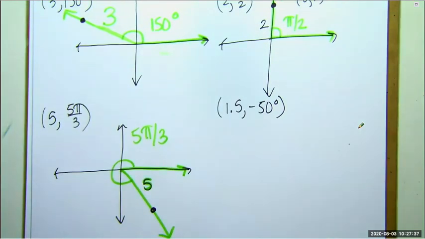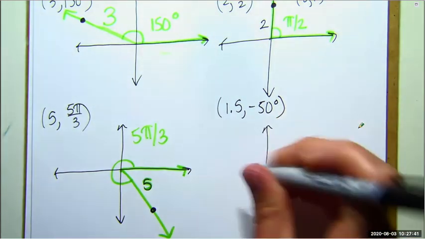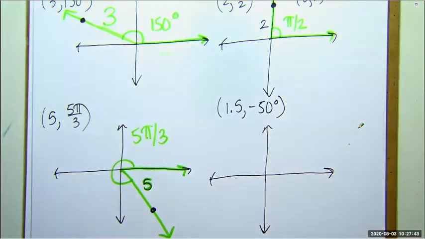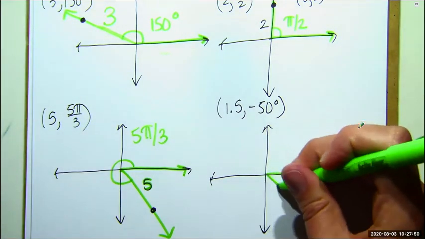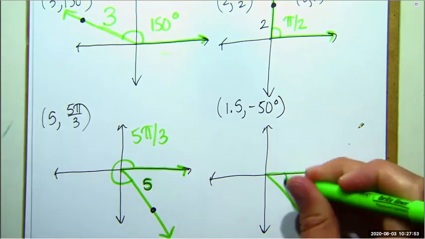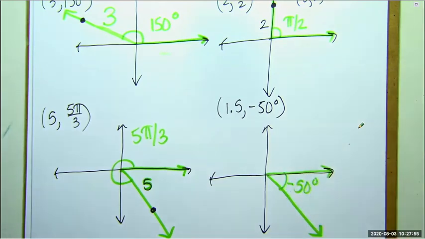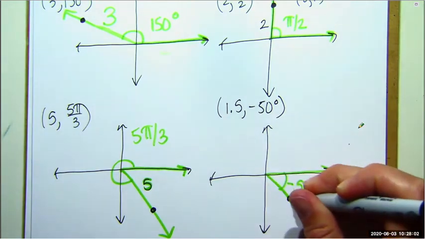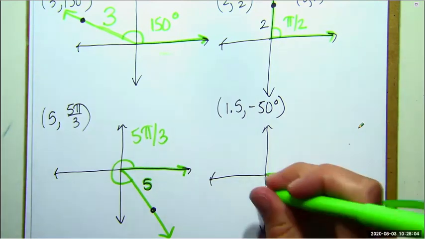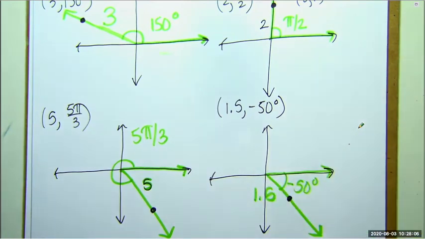Last one, 1.5 comma negative 50. First thing we'll do is draw a negative 50. So remember, when we draw an angle in the negative direction, we're going in the clockwise direction. That's a little bit bigger than 45, so it's going to be right about there. And we want to go a distance of 1.5 away. So I'll just put my point out here and I'll label this 1.5 to indicate we've traveled a distance of 1.5 from the pole out to that point.